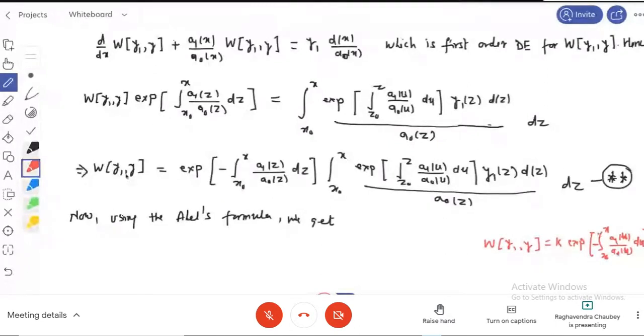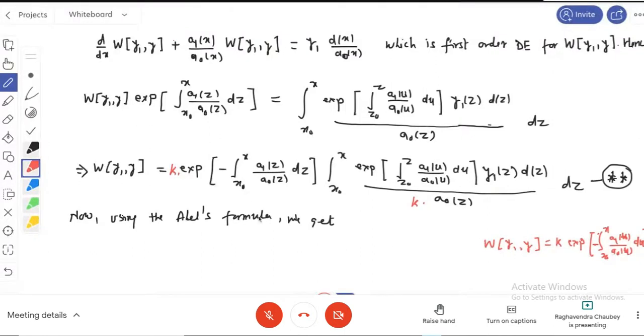Look here. This term is the exponential of minus the integral from x naught to x, but the missing term is k. So if we multiply by k and divide by k, because k is a constant, this part becomes the Wronskian of y1 and y.